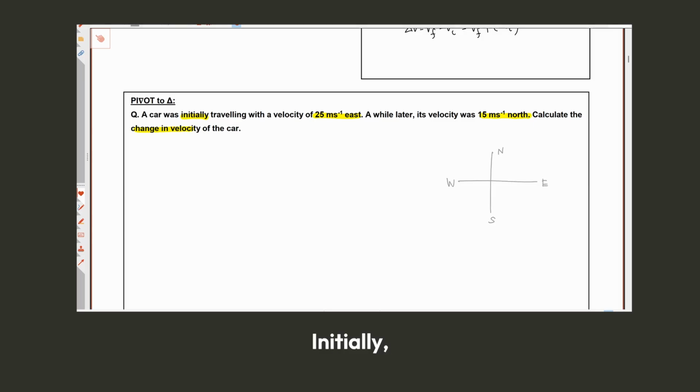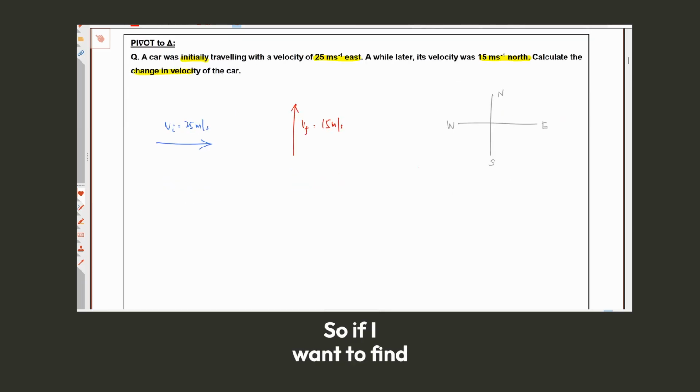So initially, I was traveling at 25 meters per second east, and finally, I will be traveling at 15 meters per second north. So if I want to find the change in velocity, we take final minus initial, that is given as final plus minus initial.